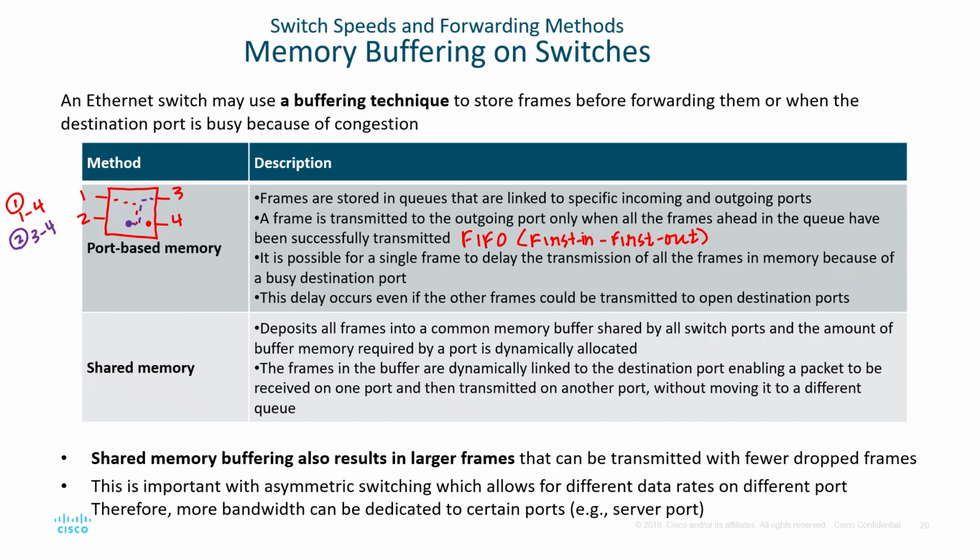Now, our other example says shared memory. Within shared memory, it deposits all the frames into a common memory buffer shared by all switch ports. And the amount of buffer memory required by a port is dynamically allocated. The frames in the buffer are dynamically linked to the destination port, enabling a packet to be received on one port and then transmitted on another port without moving it to a different queue.